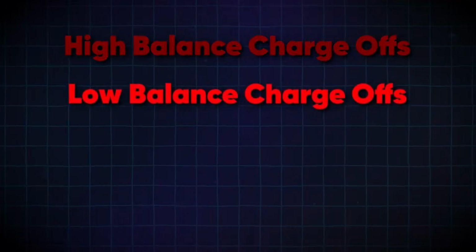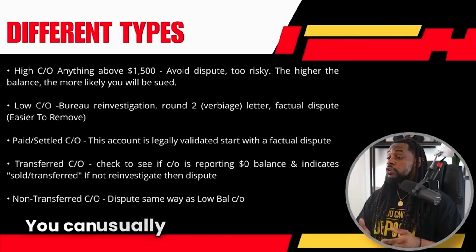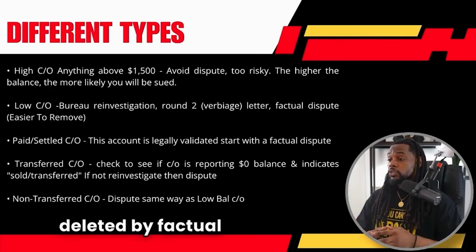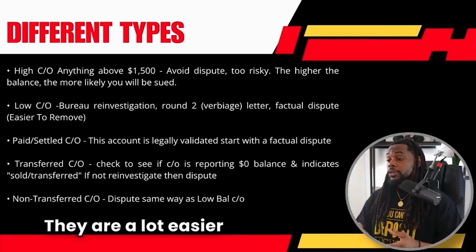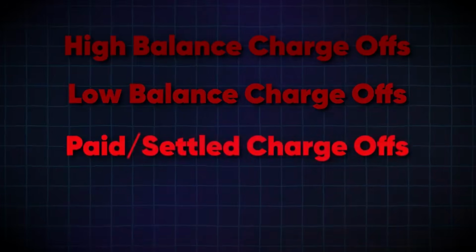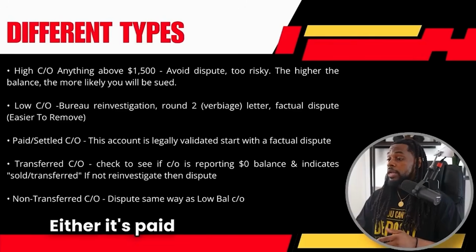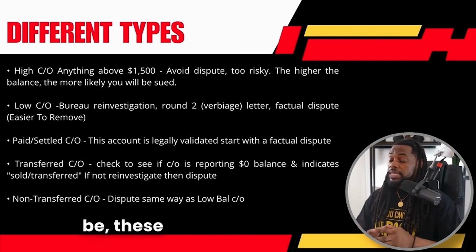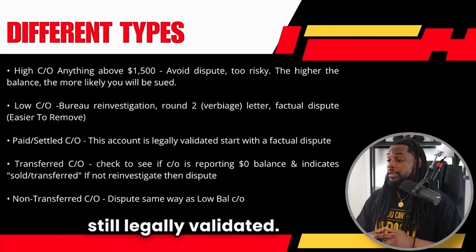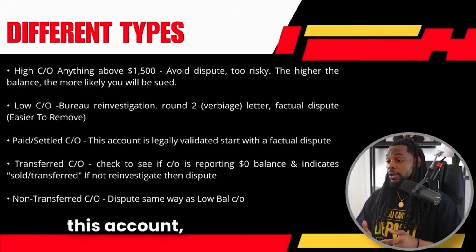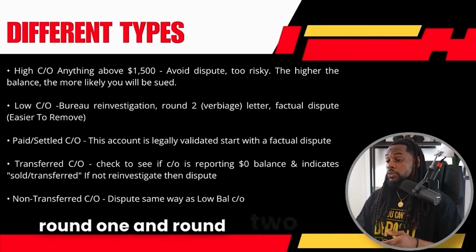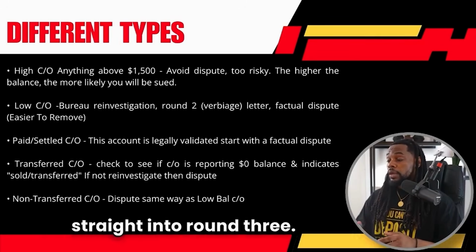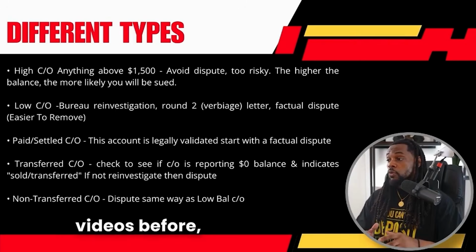Next, we have a low balance charge-off, and that can be anything below $1,500. You can usually get these accounts deleted by factual disputes. They are a lot easier to remove. We also have paid or settled accounts. Either it's paid in full or maybe you settle for a lower balance. Whatever the case may be, these accounts are still legally validated. And when you factually dispute this account, you can skip round 1 and round 2 and go straight into round 3. Now, if you haven't seen my videos before, we will go into detail about what these rounds actually mean.